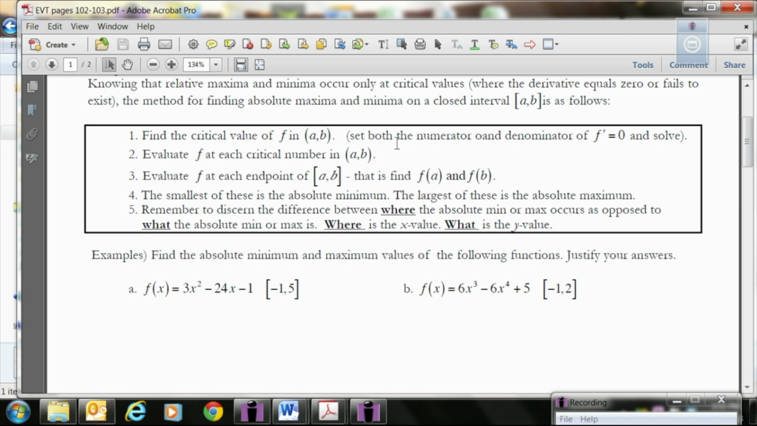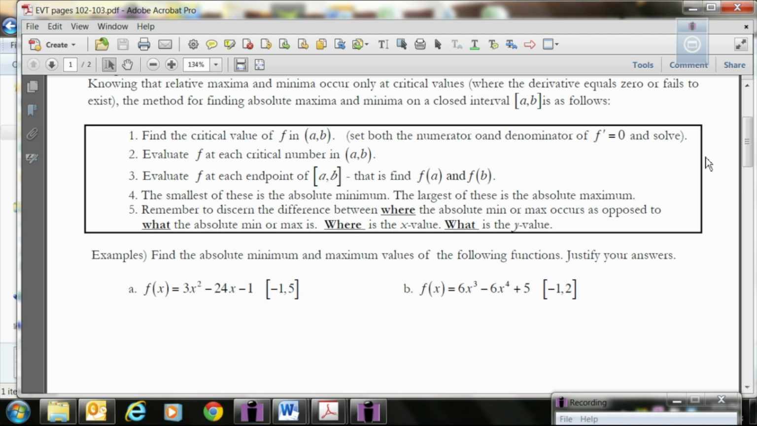Critical values are where your first derivative is 0 or where it's undefined. So critical points are where the derivative is undefined and where it's 0. And then you have to evaluate f, because you're trying to figure out how big is f. So you want to find f at each critical number and at the endpoints. So if you have a critical number, then you'll have at least 3 candidates to choose from. And then once you find these, you just pick the smallest value and the largest value.